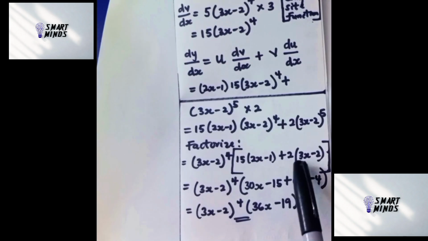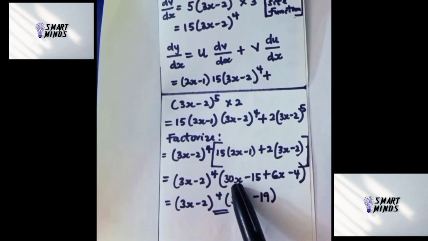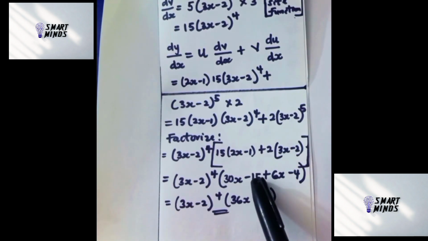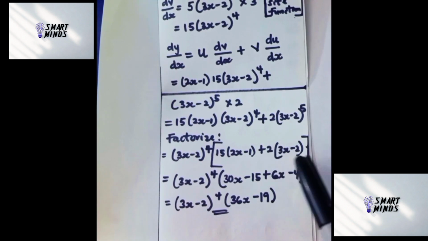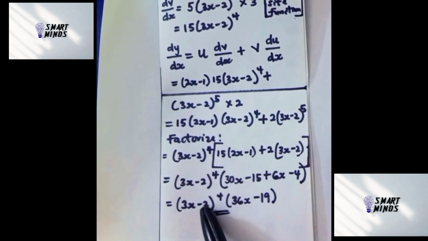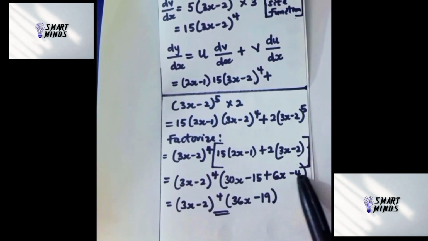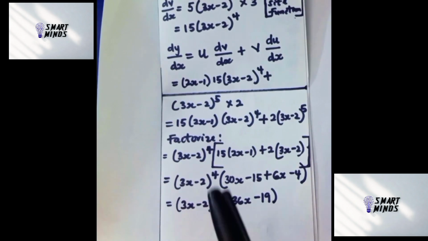Okay, so let's simplify what we have inside this bracket. By simplifying what we have in the bracket, we have 15 multiplied by 2x, that's 30x. 15 multiplied by minus 1, minus 15. And 2 multiplied by 3x, 6x. 2 multiplied by minus 2, that is minus 4. And then bring down this common factor. Then you simplify everything we have here, and this is the result. So the final answer of differentiating the expression there using product rule is this. I hope it is clear.